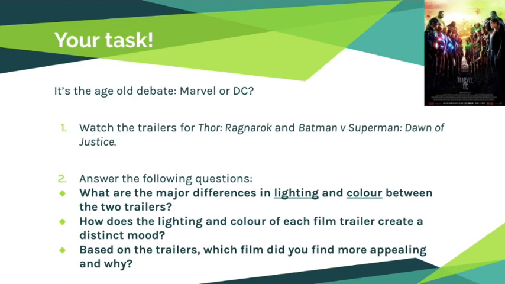So your job was to watch the trailer for Thor Ragnarok, and then also watch the trailer for Batman vs Superman. And then your job was to answer the following three questions. What are the major differences in lighting and colour between the two trailers? Number two, how does the lighting and colour of each film trailer create a distinct mood? And number three, based on the trailers, which film did you find more appealing or more attractive, and why?